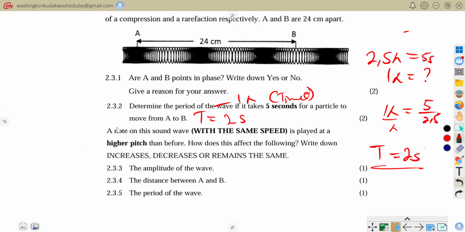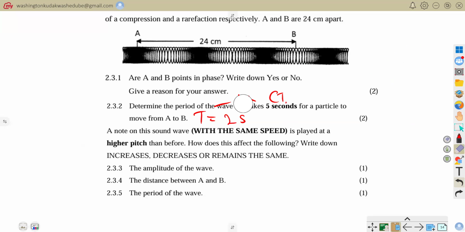If that is the case, now we are saying a note on this sound wave with the same speed that is given above is played at a higher pitch than before. How does this affect the following? If we are now playing the same note at a higher pitch, how will it affect the amplitude? Amplitude is only affected by the loudness. So this won't affect the amplitude. It remains the same. Pitch does not affect amplitude.